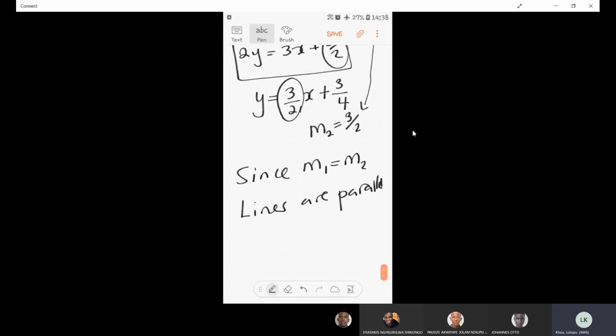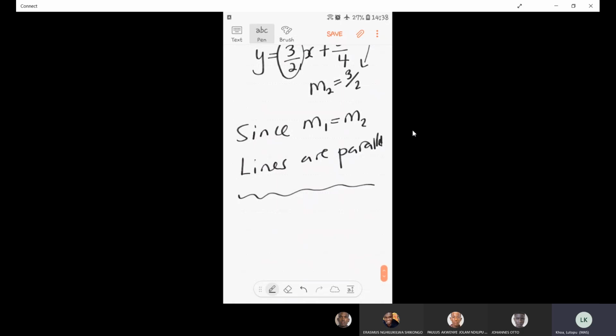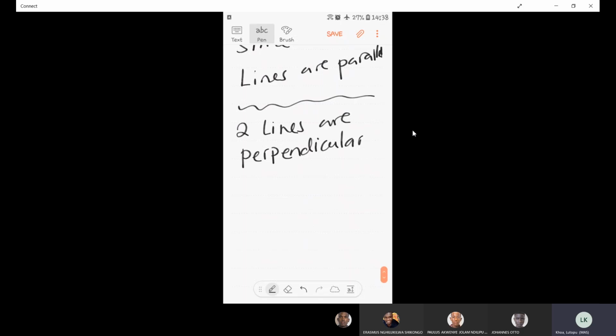Parallel. Okay, and then when lines are perpendicular, see two lines are perpendicular. Now perpendicular just means they meet at an angle of 90 degrees. So they are perpendicular if when I multiply their gradients, the answer is equal to -1. Or you could say m1 is equal to -1 over m2. So the gradients are negative reciprocals of each other.